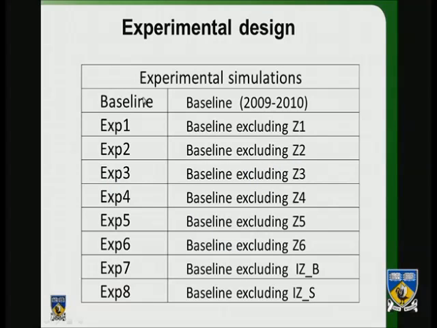Initially we had a baseline for 8 years. Since it took 3 weeks to run, we selected only 2 years, considering all the other parameters, and then we ran the model. Since we have the baseline model, the first experiment was to exclude zone 1 and run the model. Likewise, excluding different zones, we ran the model. The last two were excluding different industrial zones and running the model to see the impact of industrial zones as well.